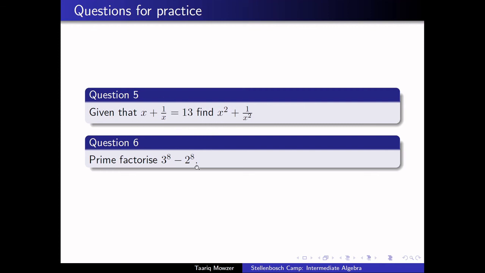And here, prime factorize 3 to the power of 8 minus 2 to the power of 8. Don't calculate 3 to the power of 8 and 2 to the power of 8. Try and find a clever way of doing this, and that should be good practice. And with that, that's the end of intermediate algebra day 1.